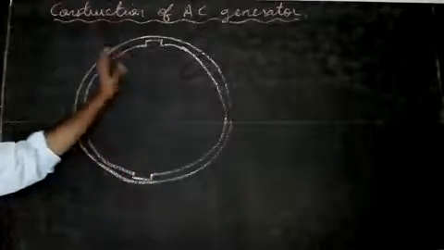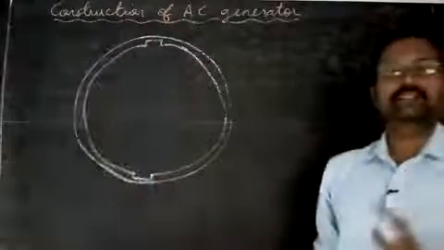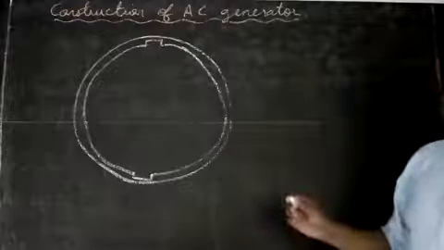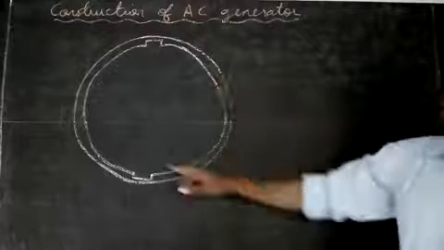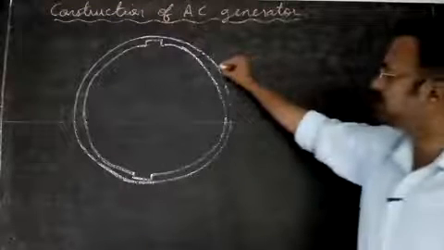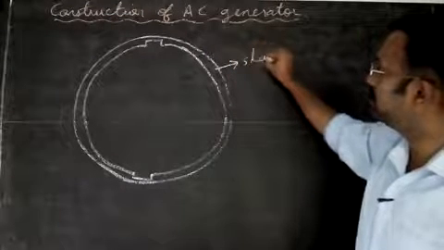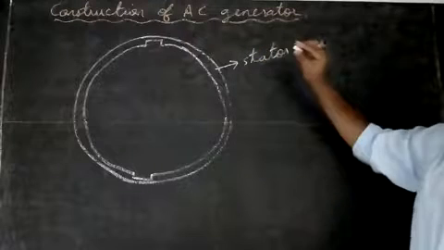Mainly it has two parts. One is called the stator, the other one is called the rotor. The stator is stationary and the rotor will rotate. Now I have drawn the stator only. This will be the outer portion, that is stationary. This is the stator, which we also call the stator core.